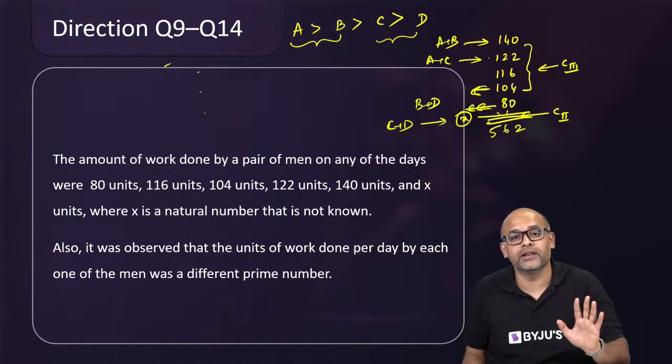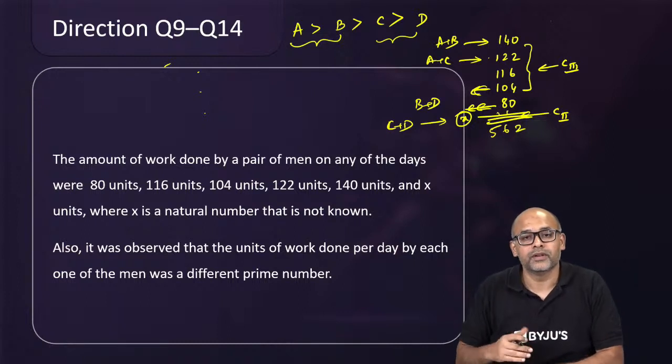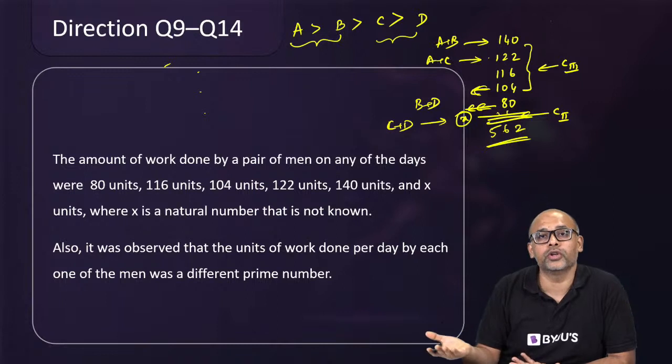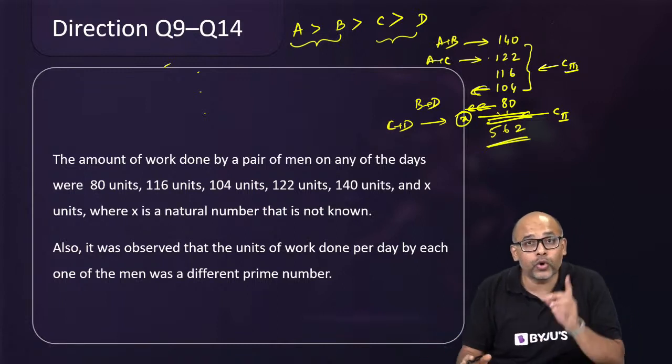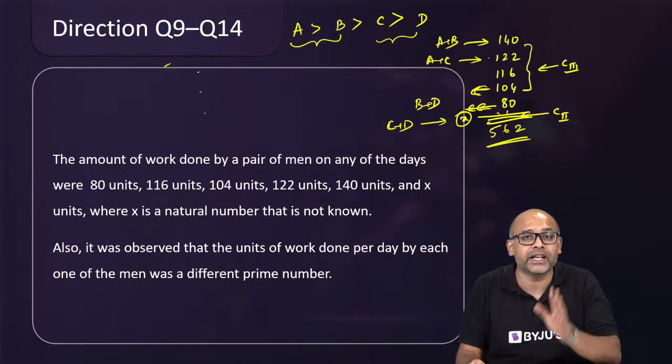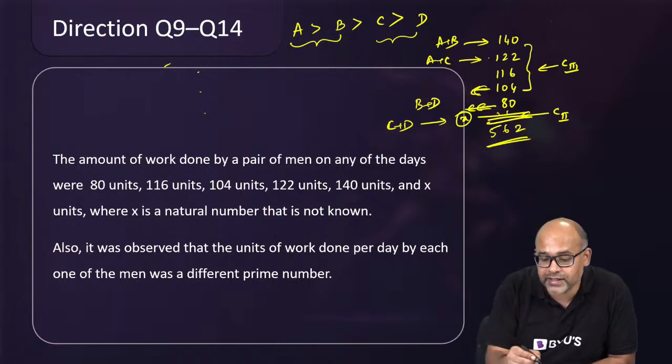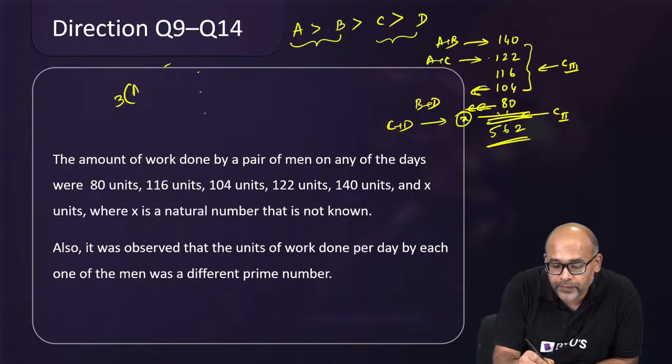Same logic again. Now the total already you do. You don't have to do the total again and again. It's the same numbers. So only the first case will take some time for you. The second case will become easy for you to calculate because you already know the total, 562. So the logic is the same again. 3 times of A plus B plus C plus D should be equal to 562 plus X.